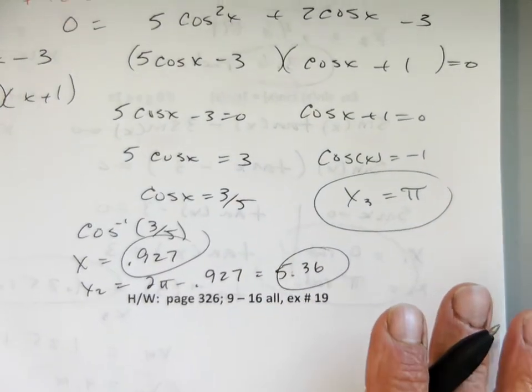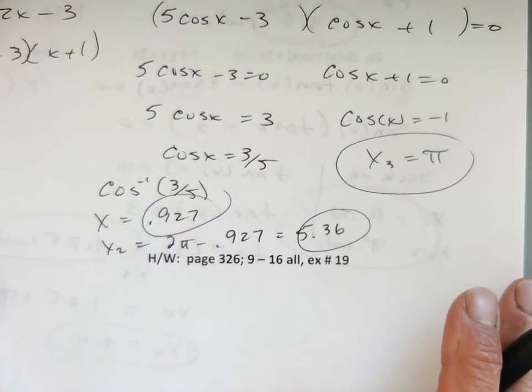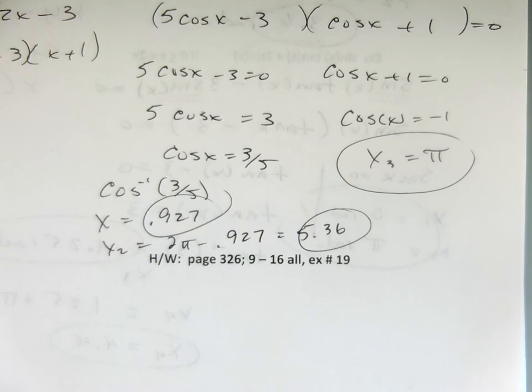Okay, so homework, 326, 9 through 16, all, and 19. So all you have to do, you have to try, okay? I understand these are hard.